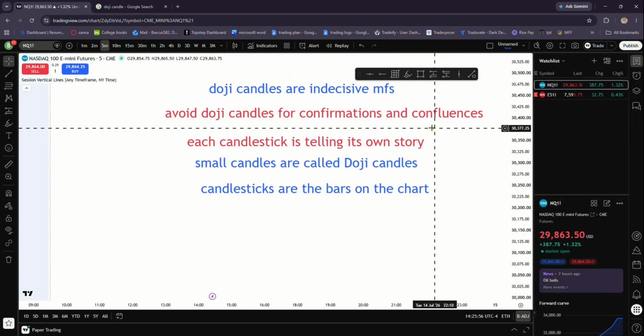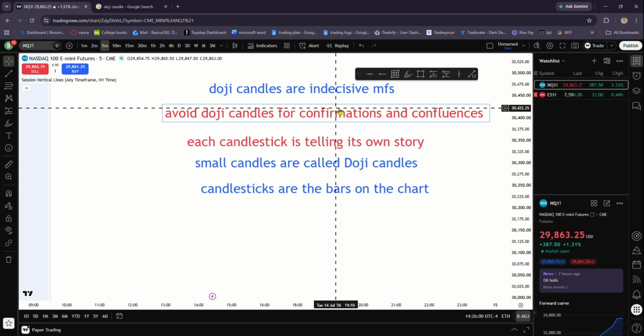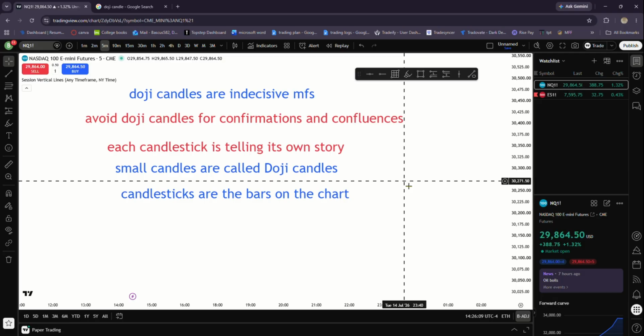Which is why I have these two notes in red, because these are two types of notes that you can't fully understand right now. But trust me, in a week or two, you will come back and be like, yeah, Nell was right, doji candles do not help with so-and-so. We'll get to it in the future.